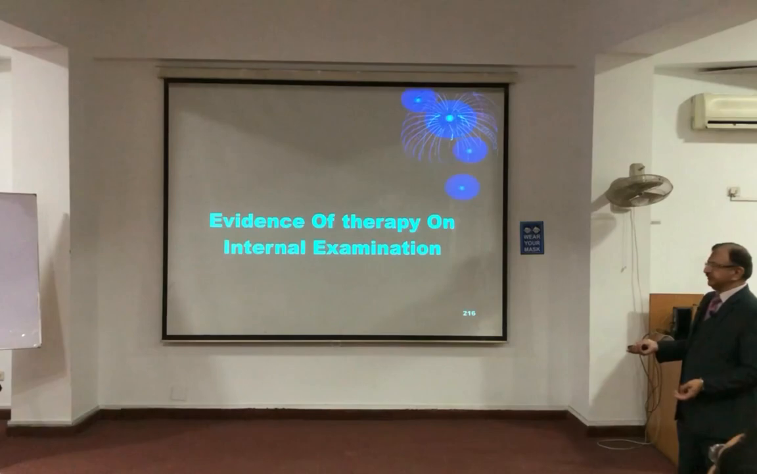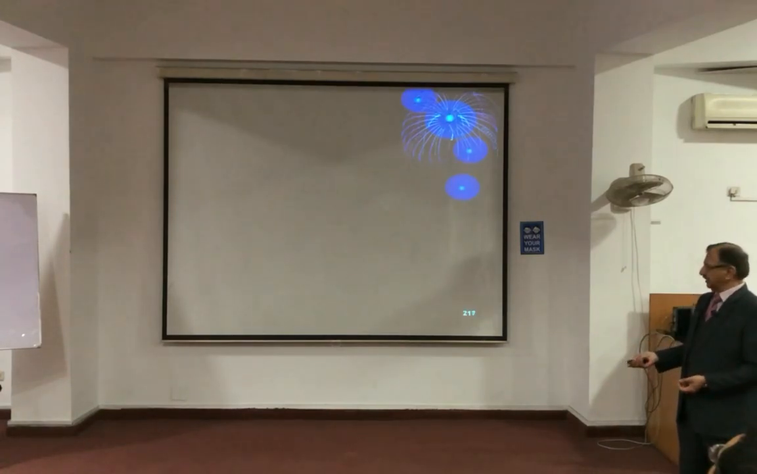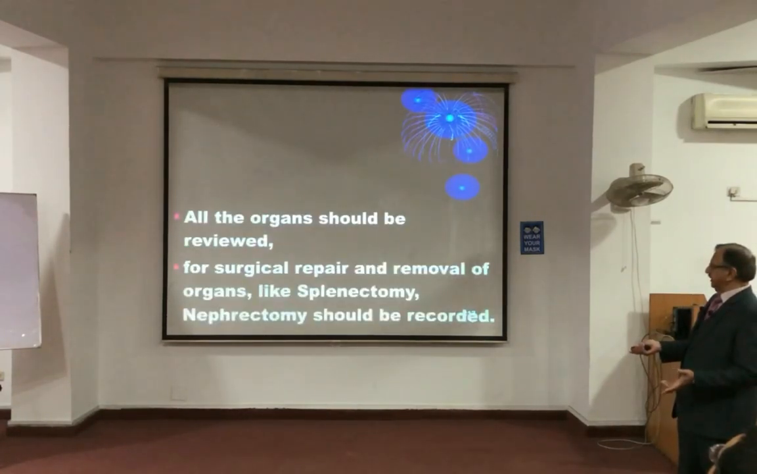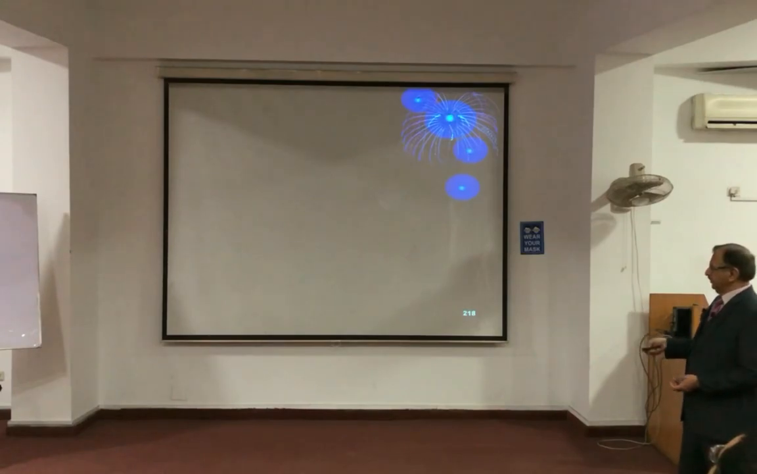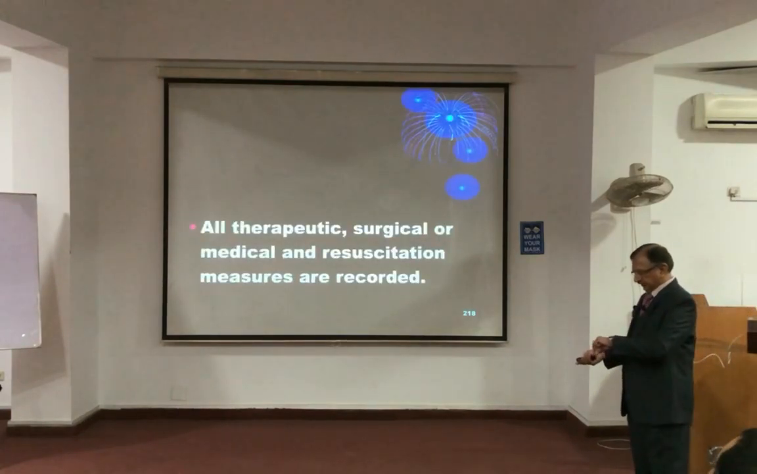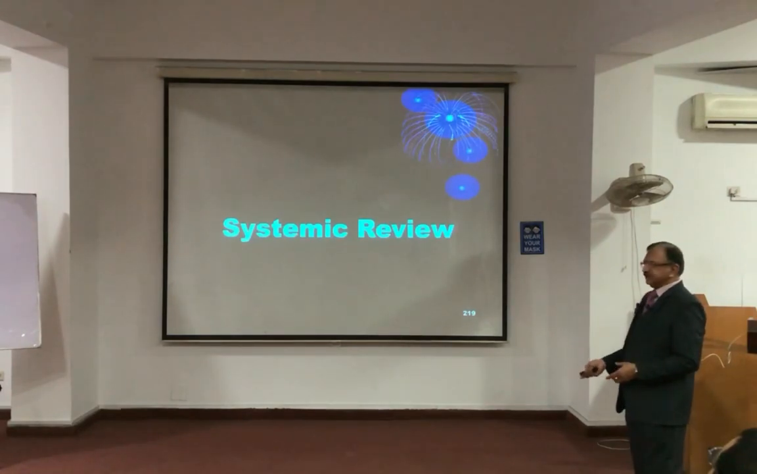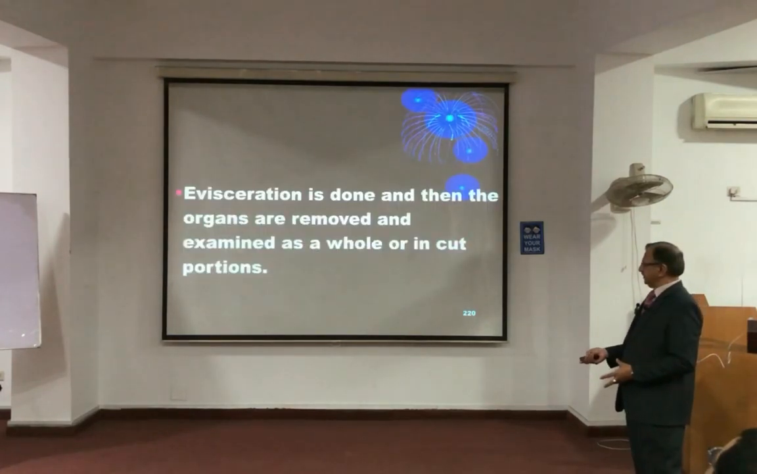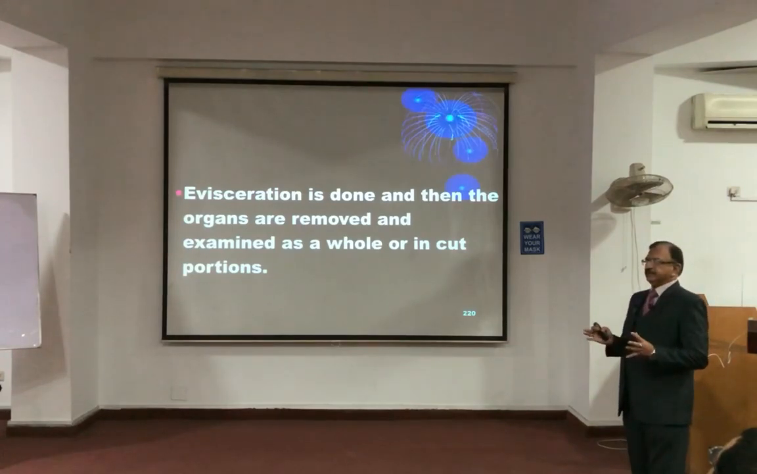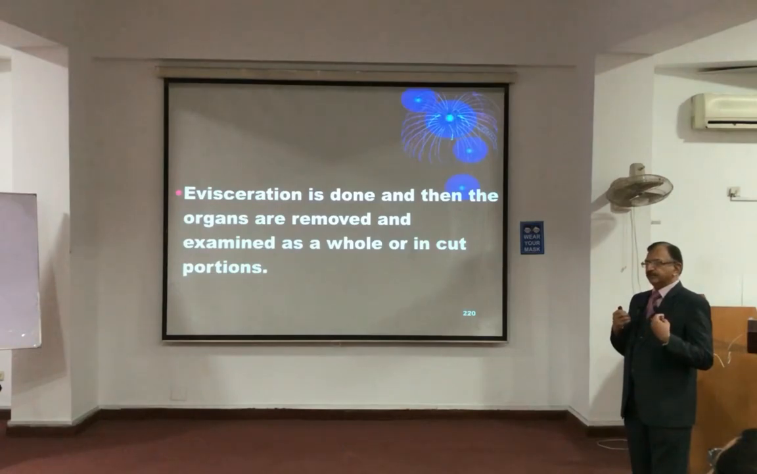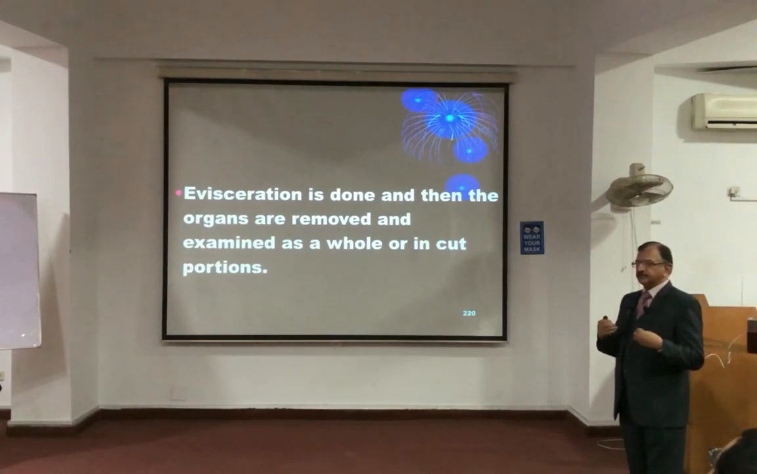Then evidence of therapy, surgical repair, cut, anastomosis, all are reviewed. There may be a splenectomy, nephrectomy, or whatever they have done surgically, you will correlate with the findings. Then an overall general systemic review, because it's a complete examination. You should not omit anything, because once the body is gone, the evidence is lost.